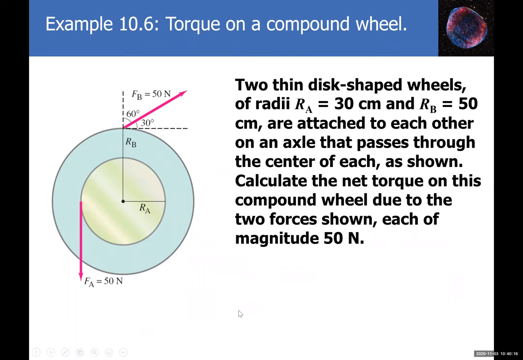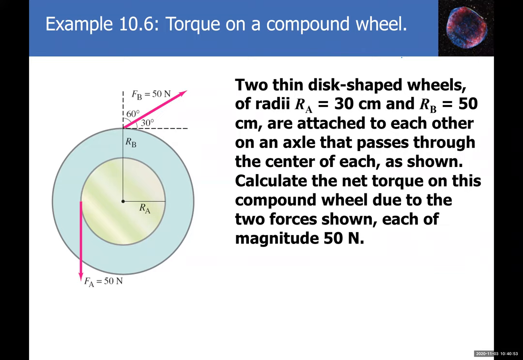All right, so let's take a look at this example. This example gives you an application of the previous statement. You have two thin disc-shaped wheels of RA equals 30 centimeters and RB equals 50 centimeters attached to each other on an axle that passes through the center of each, as shown. Calculate the net torque on this compound wheel due to the two forces shown, each of magnitude 50 newtons.